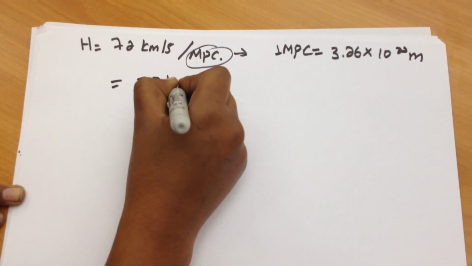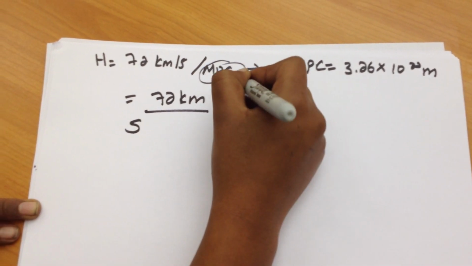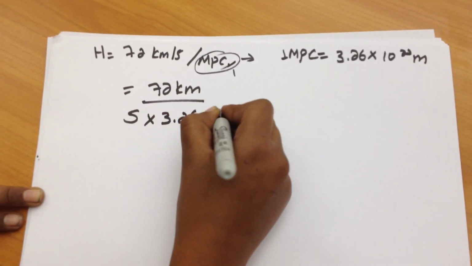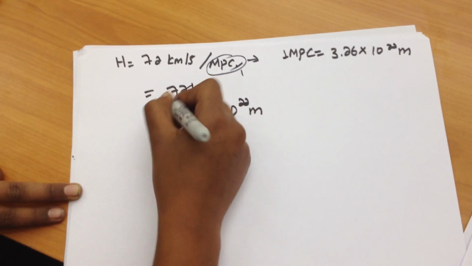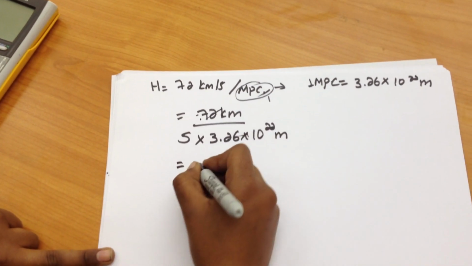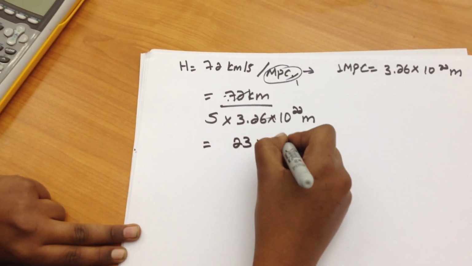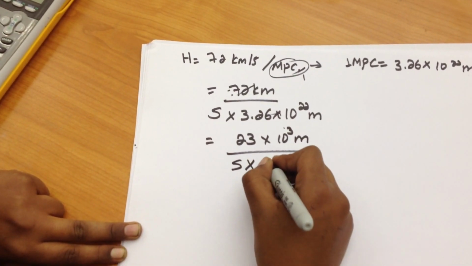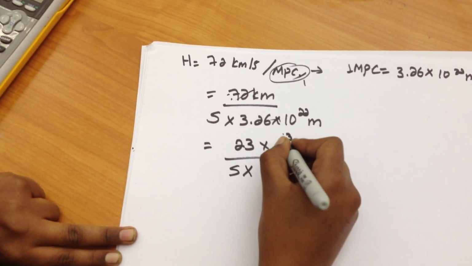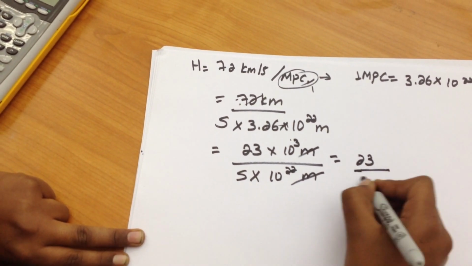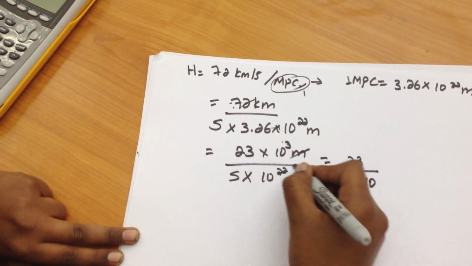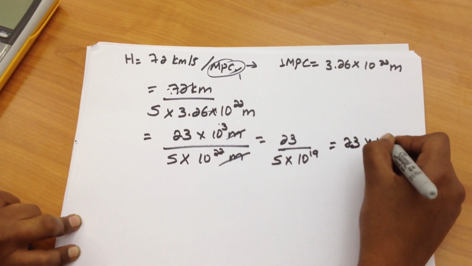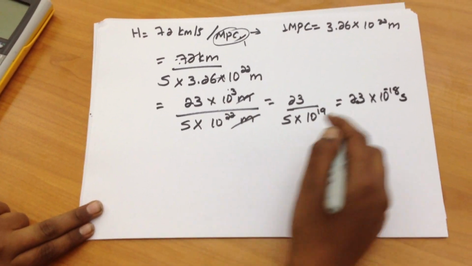72 kilometers per second, since we can take the reciprocal, is per second, divided by 3.26 times 10 to the power of 22 meters. When we divide 72 by 3.26, it would be 23 times 10 to the power of 3 meters. 1 kilometer is 1,000 meters, so 10 to the power of 22 meters. Meter cancels out meter, and this would be 23 over second times 10 to the power of 3 minus 22, which would be 10 to the power of minus 19. So we can say it is 2.3 times 10 to the power of minus 18 per second. This is the Hubble's constant.